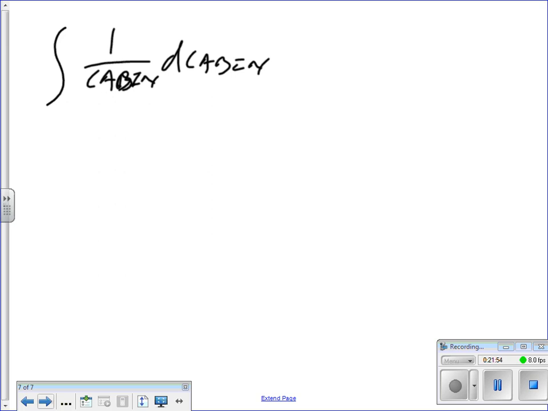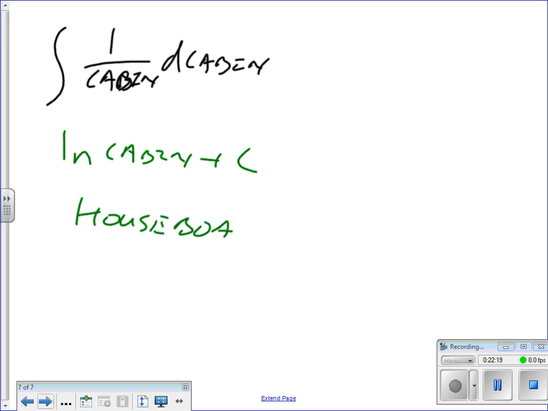And you don't need to do a u-sub for this one. 1 over x dx. What is the integral of 1 over x dx? Natural log of x plus c? That's good.